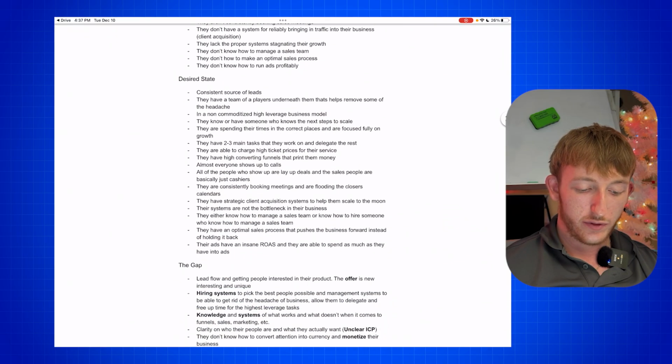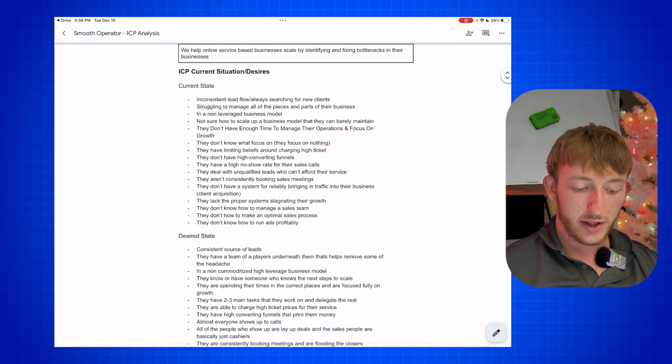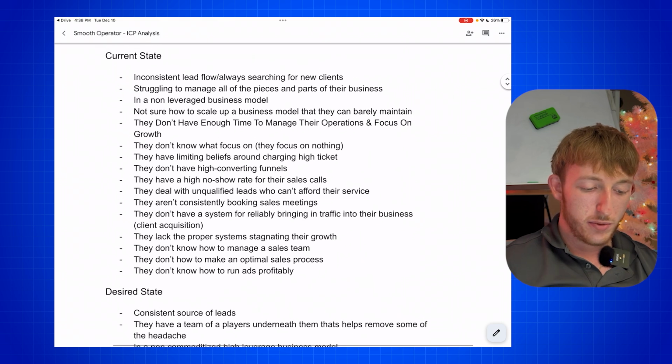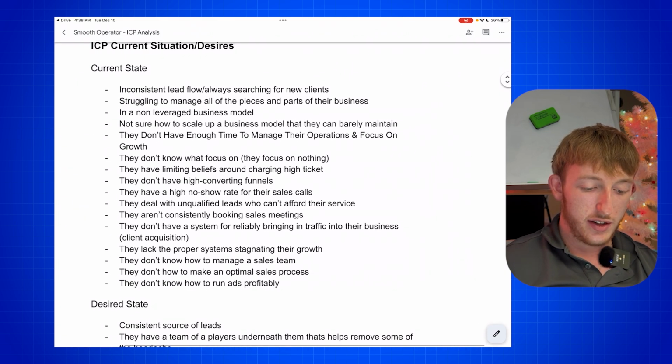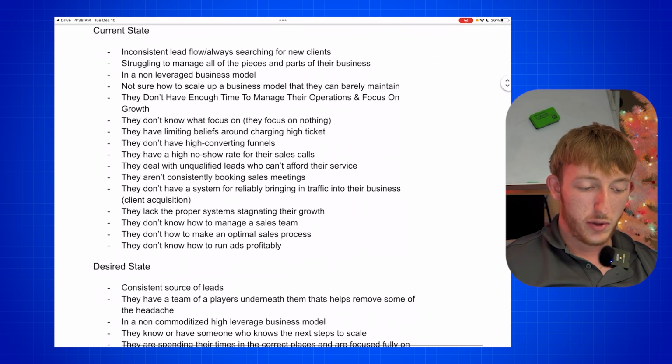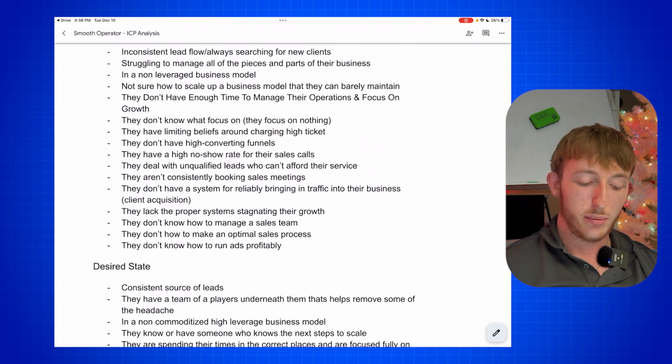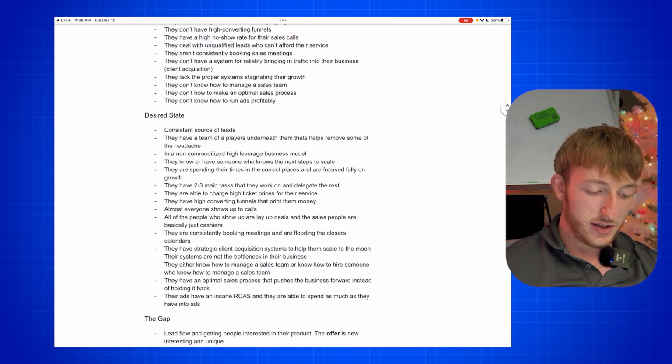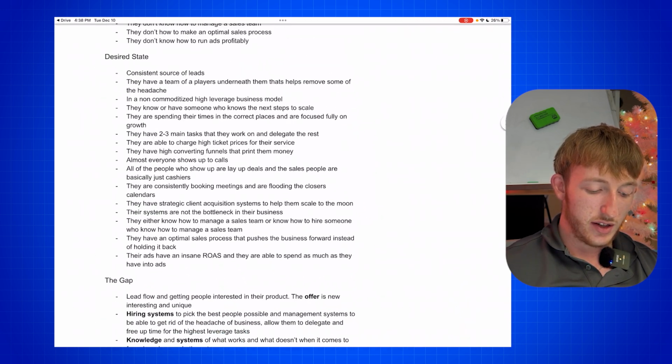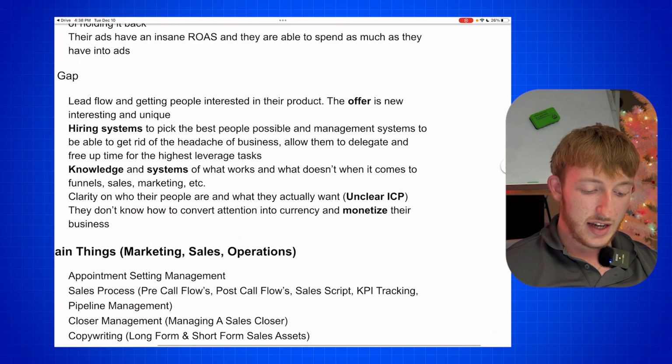So for example, for this channel, this is our ICP analysis. If you haven't done an ICP analysis, I highly recommend that you do. But this is kind of what it looks like for this channel. I won't go through it all the way. What are most people struggling with? They're struggling with inconsistent lead flow. They're struggling with these things in the current state column, right? These are the things that they desire, which is basically the opposite of the current state. These are the desires. And then there's the gap in the market, right?